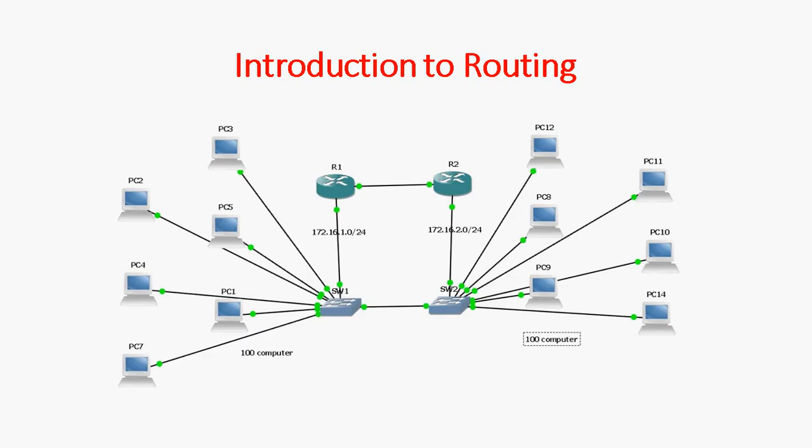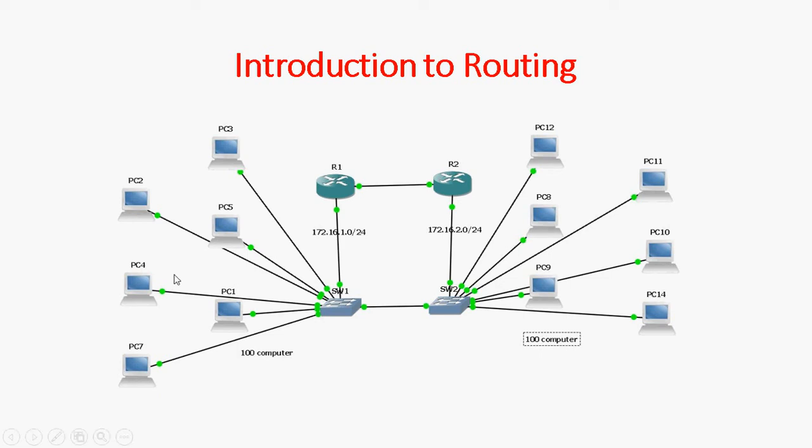Let's look at the same example, but now using routers. Here I'm using a router instead of a switch. Router R1 connects towards the switch, and here I'm using the 172.16.1.0/24 network, and on R2 I'm using the 172.16.2.0/24 network.